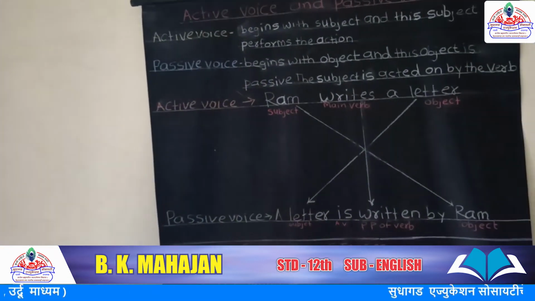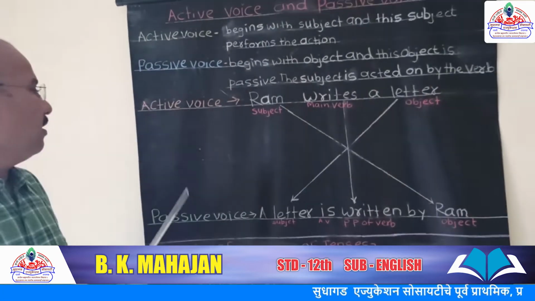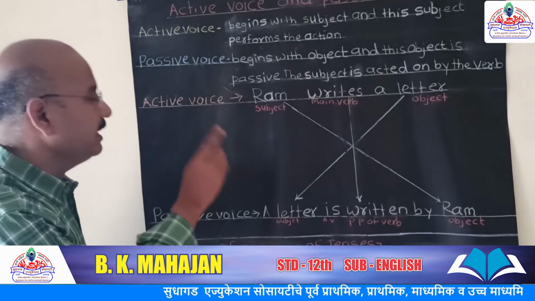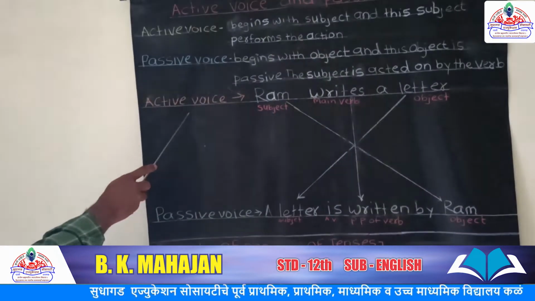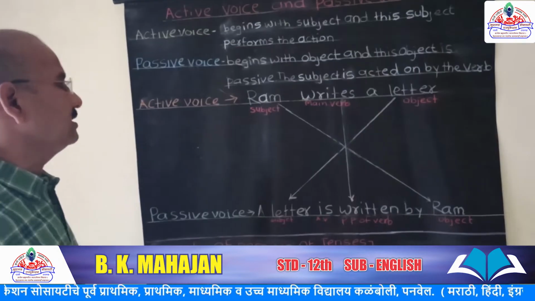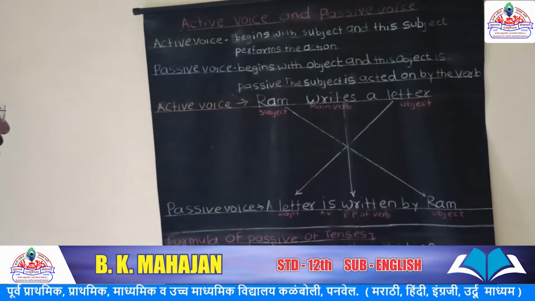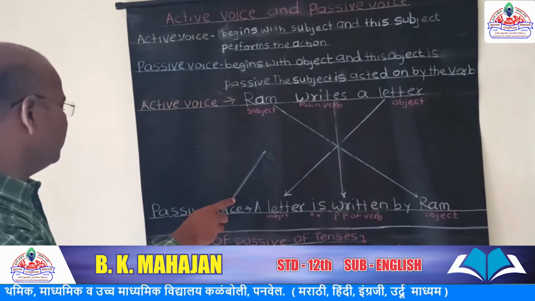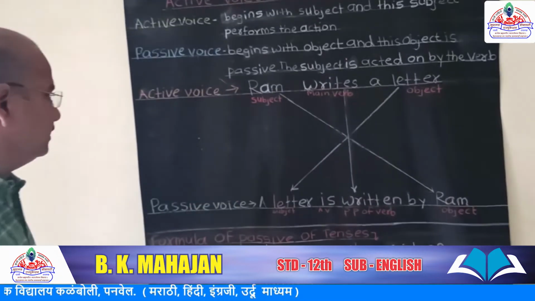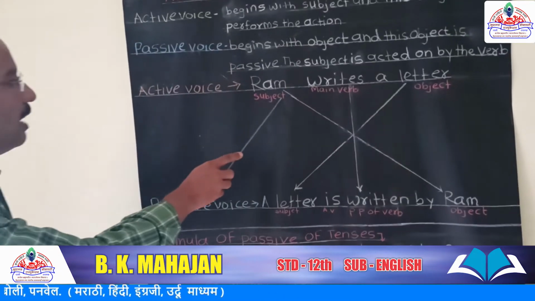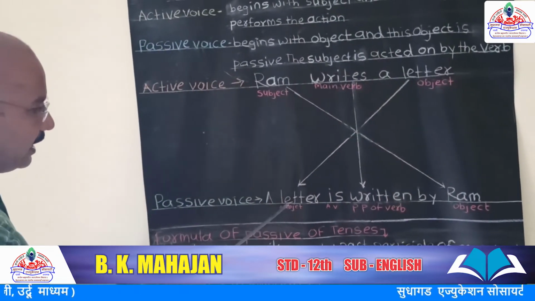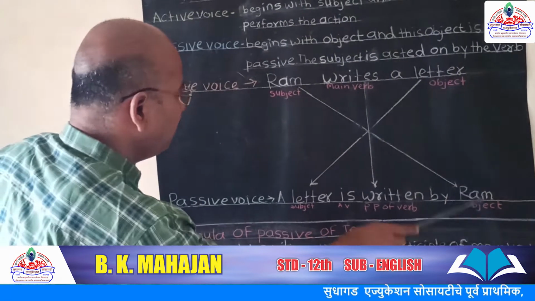There are also some rules of making the passive voice of active voice of tenses. See the diagram. With this diagram, you will easily understand the different types of changes which we make to make the passive voice of active voice of tenses. Active voice. Ram writes a letter. Passive voice. A letter is written by Ram.